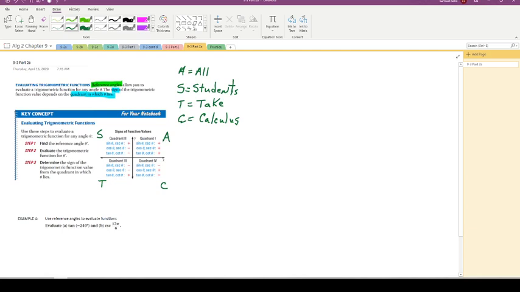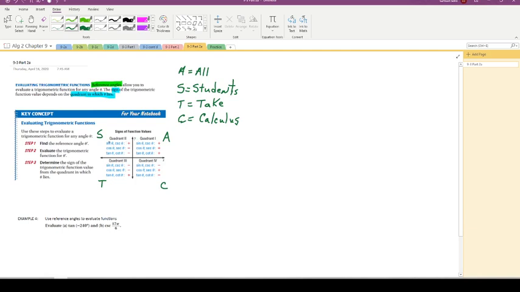That means that all the signs are positive. See? But in the second quadrant, the only one that's positive is sine and its reciprocal, cosecant. So we use the S for sine. And then T stands for tangent. The tangent and its reciprocal are positive. And then in quadrant 4, cosine and secant are positive. All students take calculus. All the signs are positive.